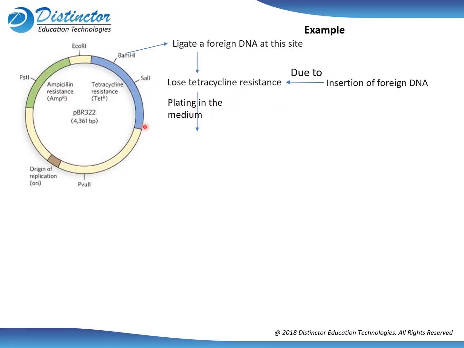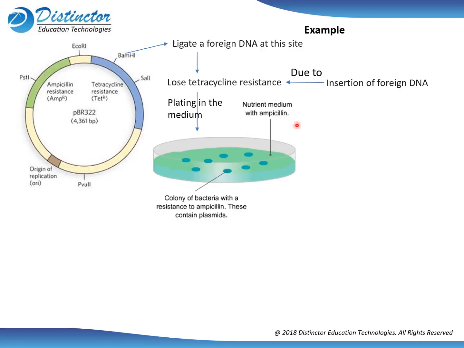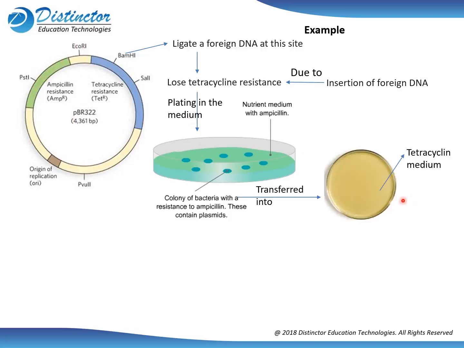When we plate this bacteria containing the cloning vector on an ampicillin medium, they can grow, because the ampicillin resistance still works as we did not introduce any foreign DNA there. But when we transfer the same colony into tetracycline, the recombinants cannot grow in the medium, because our gene of interest is here. So the normal tetracycline resistance is lost, and they cannot grow in a tetracycline medium.